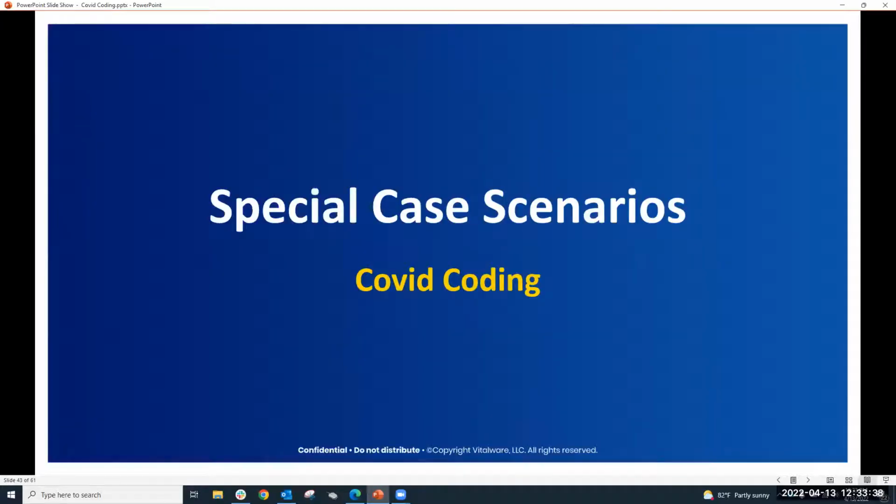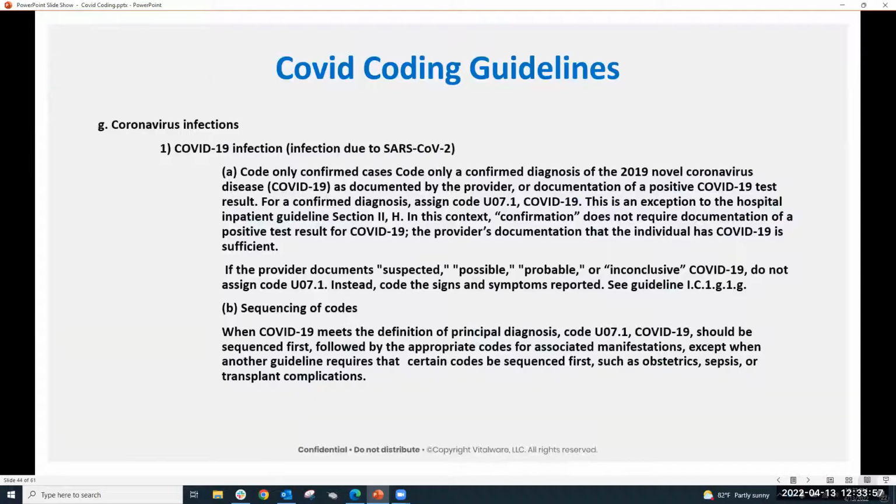Okay, so this is just some special case scenarios on COVID coding, and this is just to demonstrate some questions that have come up to us at VitalWare and things that many people seem to be confused about that we're just going to try to clear up with these scenarios. So I hope this helps y'all. So first of all, here is a little snippet from the guidelines, and it's just a reminder that you should only code confirmed cases of COVID-19.